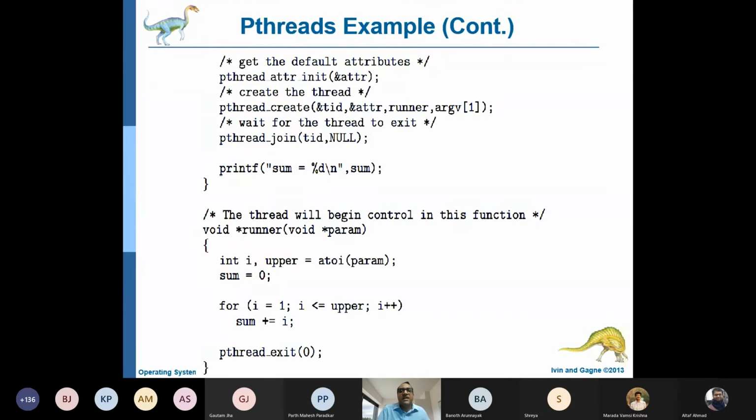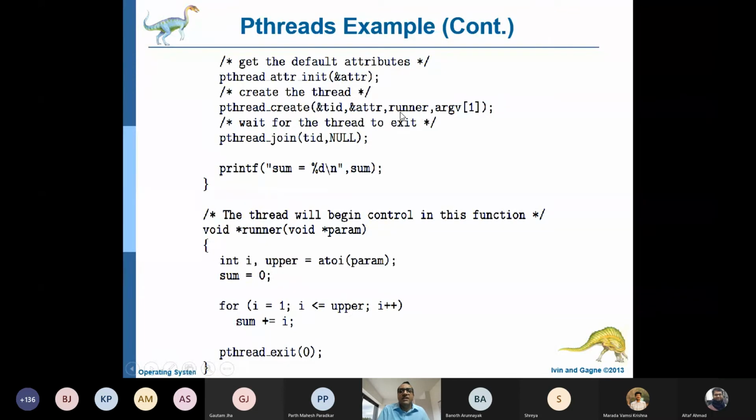And once the attributes are set using this function call, afterwards you can create a thread. For that, this is the thread function, pthread create. With that, you can create a new thread. This is the thread ID; it returns this particular thread ID, and these are the attributes that you are passing.